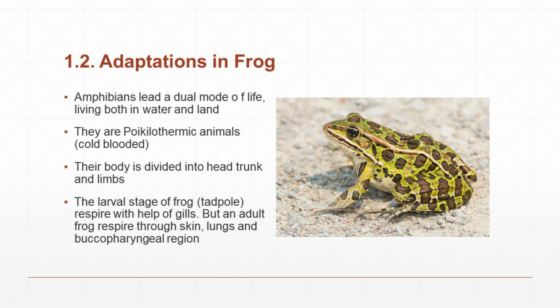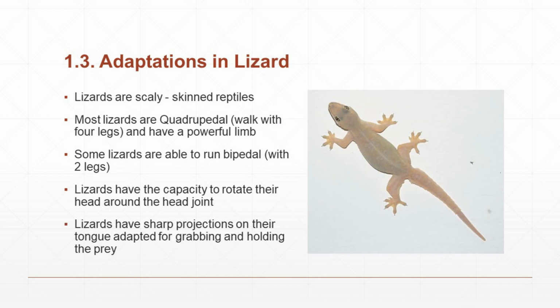Once again, let me tell about frog. Frog is an example for amphibian. Amphibians lead a dual mode of life, living both in water and on land. They are cold-blooded animals. Their body is divided into head, trunk and limbs. In the larval or tadpole stage, the frog respires with the help of gills, and the adult frog respires through skin, lungs and buccopharyngeal region. Next, let us learn about lizard.